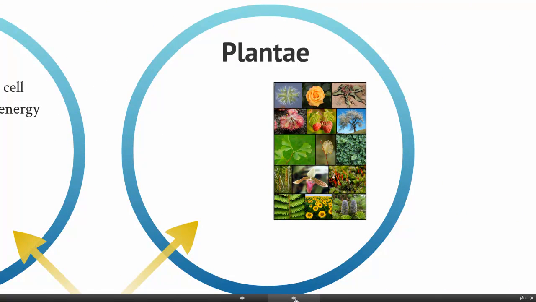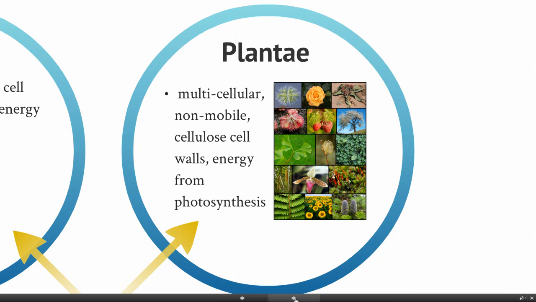The plant kingdom. These guys are also multicellular, non-mobile. They can certainly move to adjust to the sunlight or something like that, but generally they don't move around actively. They have cell walls made of cellulose, and they get their energy from a process called photosynthesis.